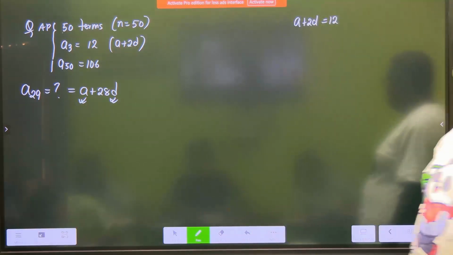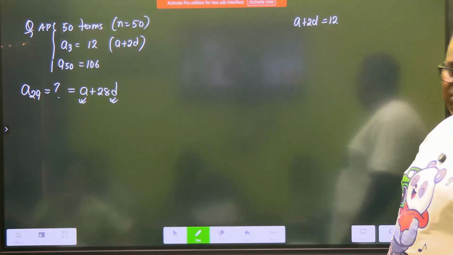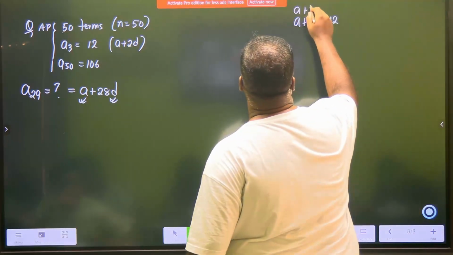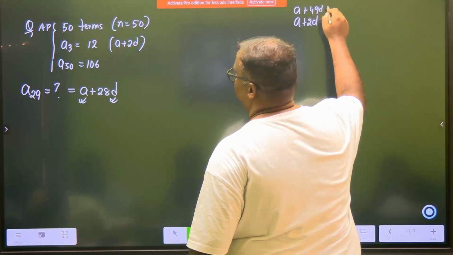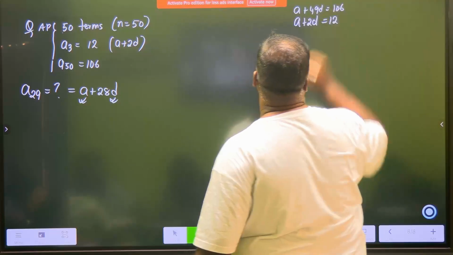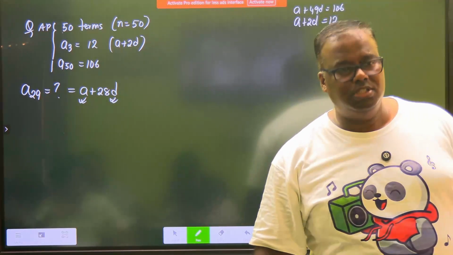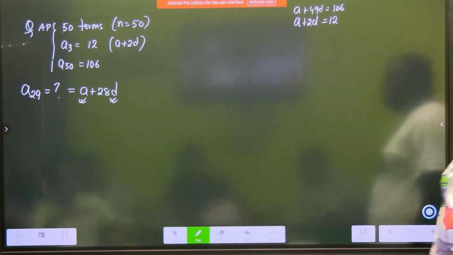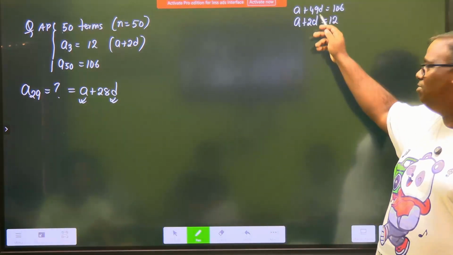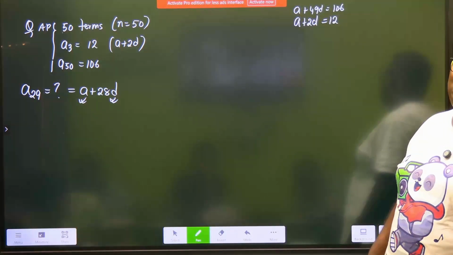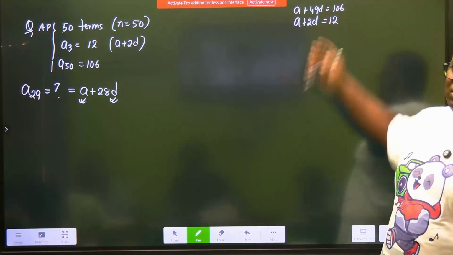Right? And then we are given a 50th term. So a 50th term will be what? A plus 49D is equal to how much? 106. Children, in this case, D should be positive or negative? Positive, because the AP is increasing. Acha, tell me one more thing. Sir, why did you write this term on top and not on bottom? Because I'll do a subtraction. It makes my life easier if the bigger number is on top.